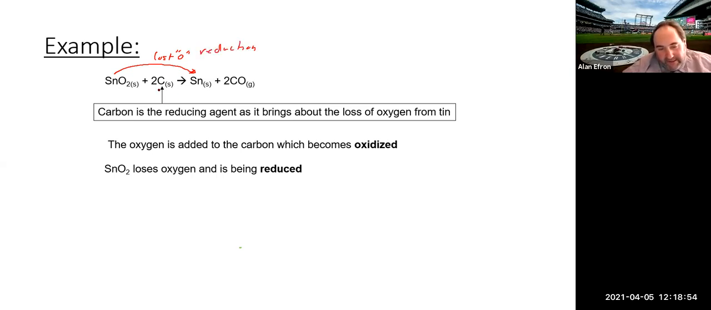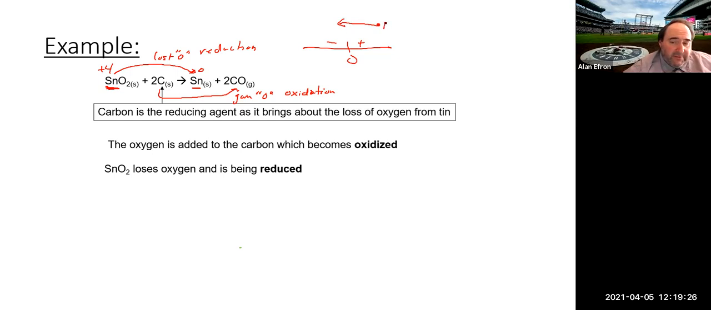And vice versa, if we look at the carbon as it goes from left to right, it gains some oxygen, and gaining of oxygen means it's going through oxidation. So you can do that. You could also just look at oxidation numbers here because you do have a metal. So this tin is +4. This tin is 0. And if you follow that number line, going from +4 to 0, it's heading in that direction, which means it's going through reduction. And that's the same definition that we get by looking at the oxidation numbers.